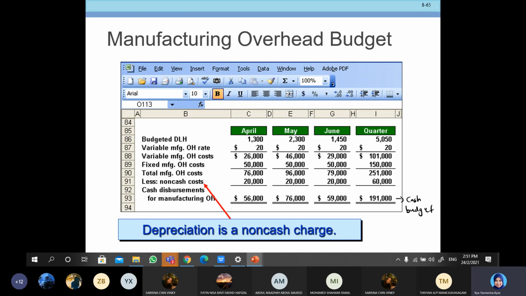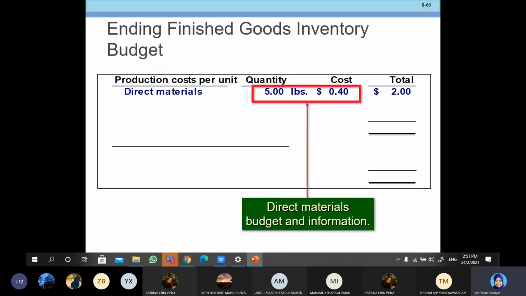Can you understand? For the manufacturing overhead budget, we multiply with the variable first, then we get variable manufacturing overhead, then we add fixed cost, then less depreciation. Okay, so that is a bit easy. Actually, master budget is totally easy. It's just that it's tedious. Too many things to prepare, but it's easy.